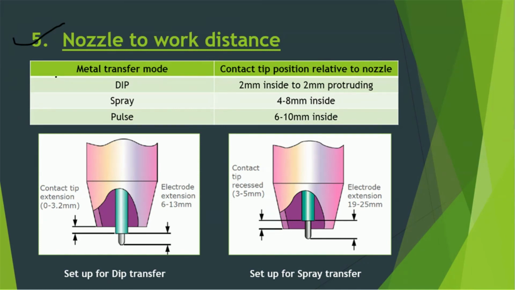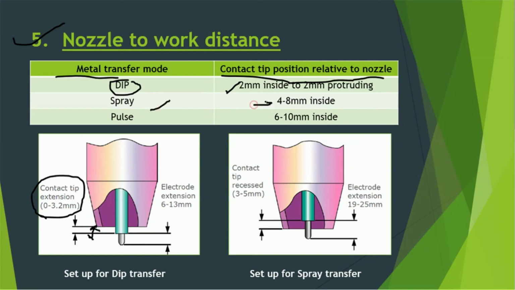For different modes of metal transfer, we have a recommended contact tip position relative to the nozzle. For dip transfer, we have 2 mm inside to 2 mm protruding. As we can see over here, this is the contact tip to nozzle distance. For spray transfer, it is 4 to 8 mm inside. For pulse transfer, 6 to 10 mm inside the nozzle.